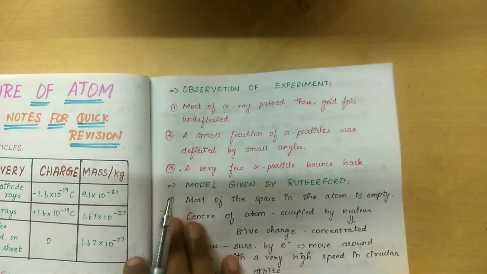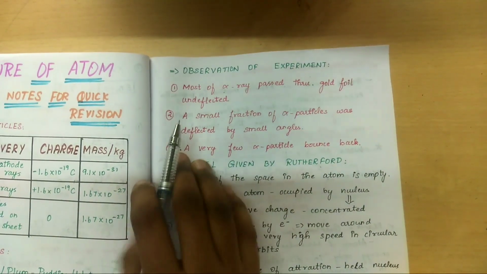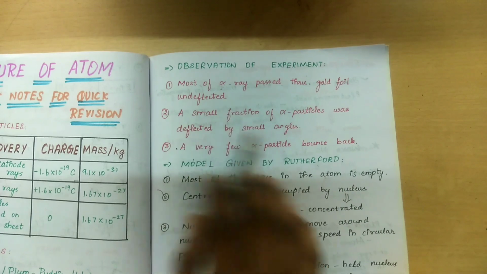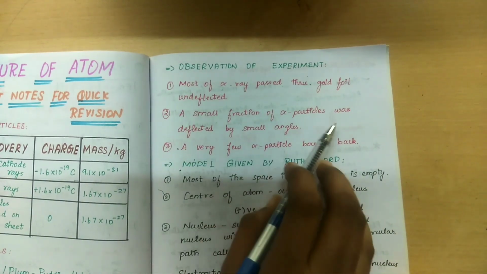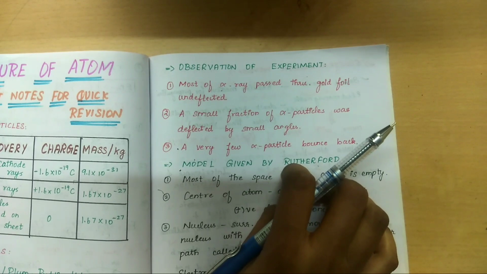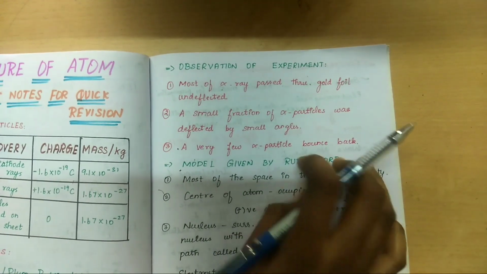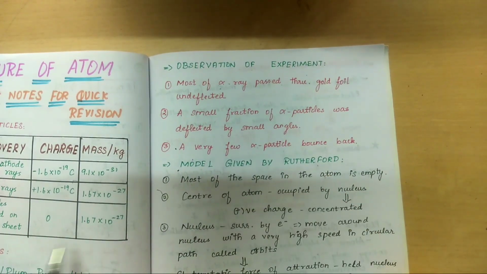What observations did Rutherford make from the experiment? Most of the alpha rays passed through the gold foil undeflected; they follow a straight line. A small fraction of alpha particles was deflected by small angles. Some alpha particles deviated by a very small angle. Very few alpha particles bounced back, meaning the deviation is 180 degrees.